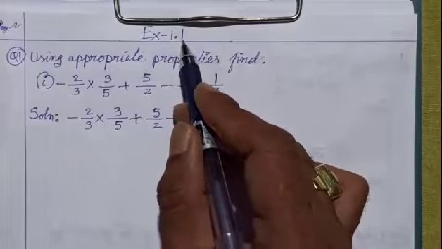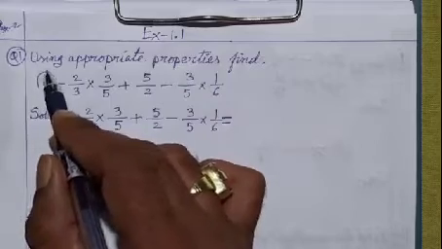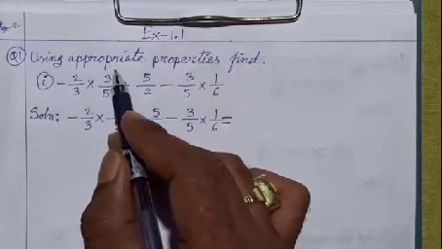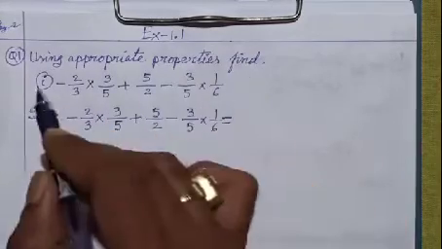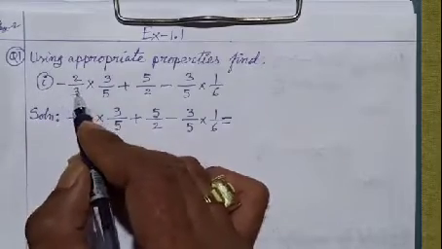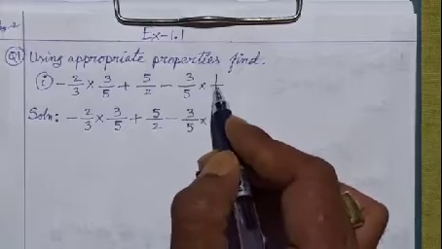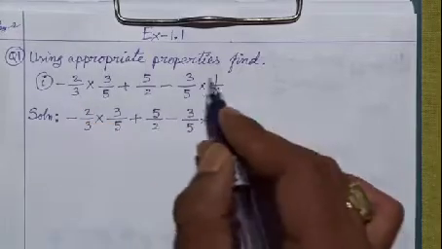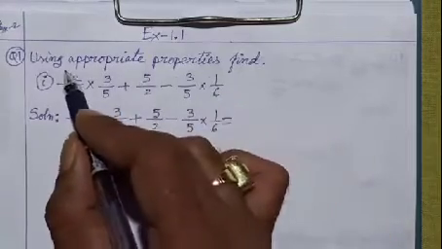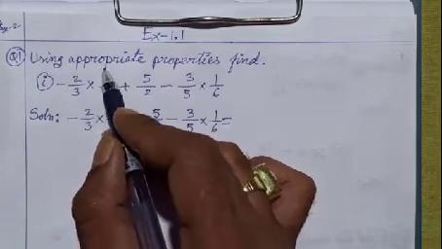Exercise 1.1, question number 1. Using appropriate properties, find (i) minus 2 by 3 into 3 by 5 plus 5 by 2 minus 3 by 5 into 1 by 6. Here this question says that we have to use appropriate property.